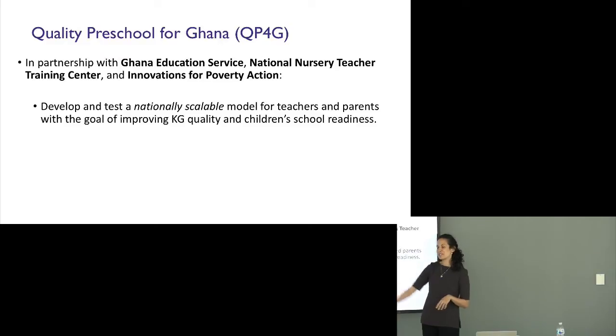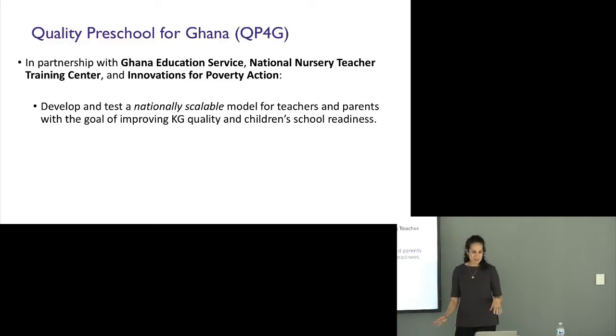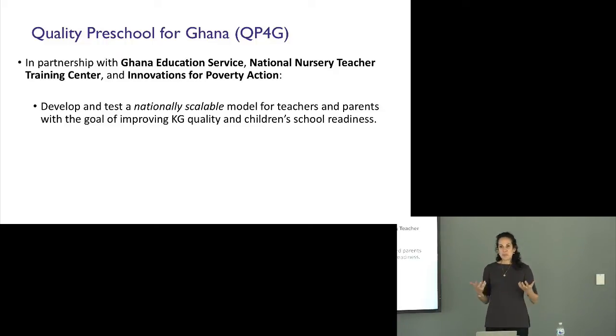I have "nationally scalable" here in italics because that was really at the center of everything we were designing. We didn't want to create something that worked great but could never be used again after the study. We wanted to work within all of the existing district and national education government structures, with existing teacher training centers, so that should we find that we are onto something that could really work, it could continue after the study ended.